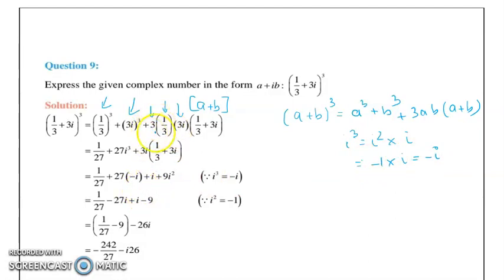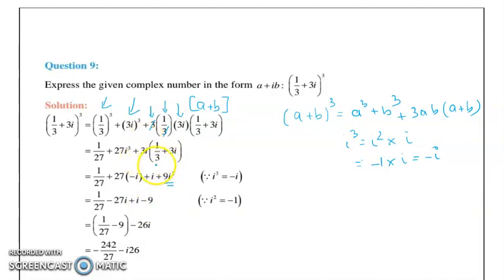And same thing, this 3 and 3 will be cancelled, students. Take this 3 inside and solve. So we will be getting 3i into (1/3 + 3i). So 1/27 plus 27i plus 9i². Okay, so expand this: 1/27 minus 27i plus i minus 9, because i² is equal to −1. You take this 3i inside and multiply, students.